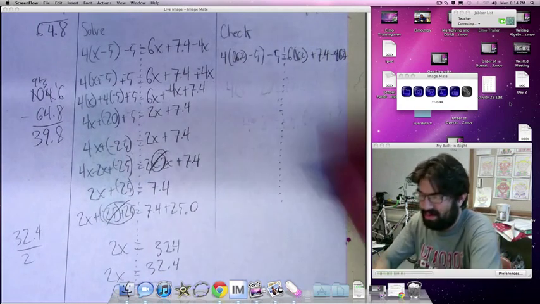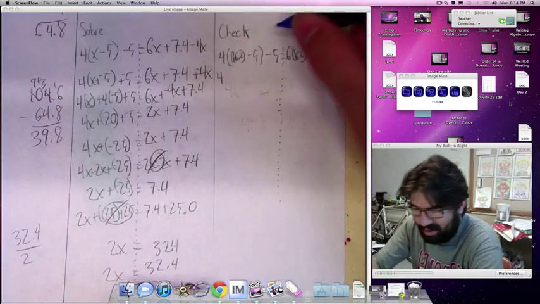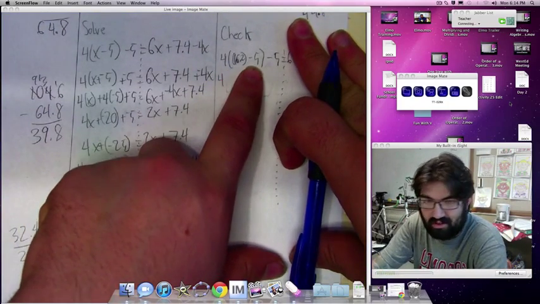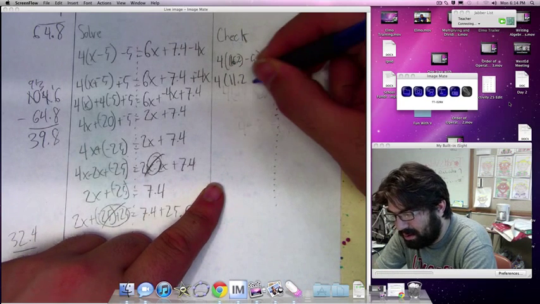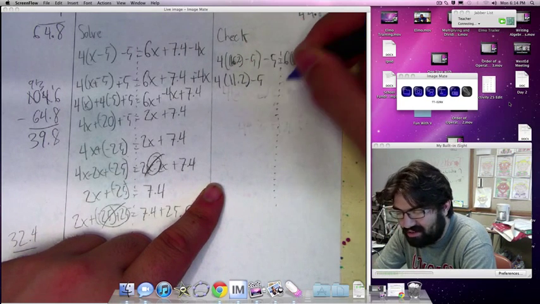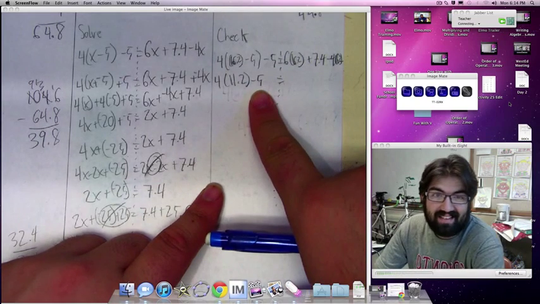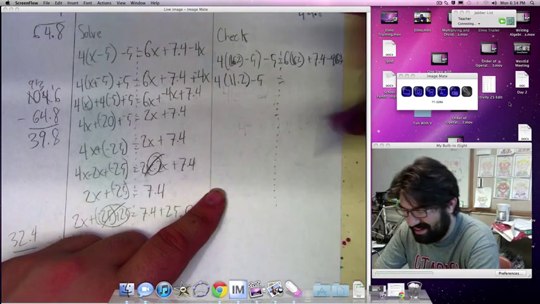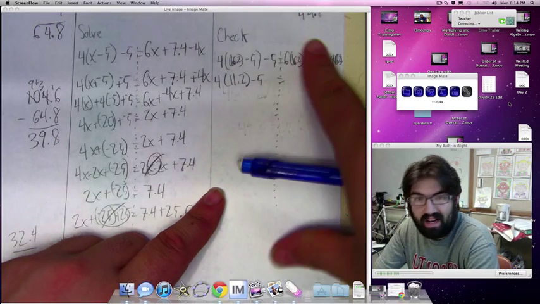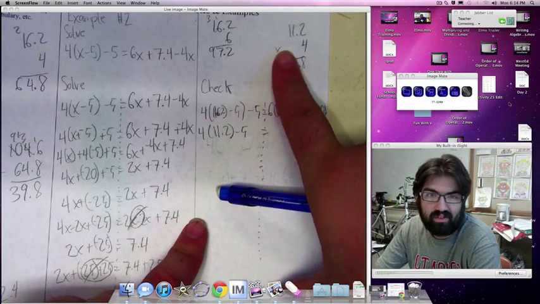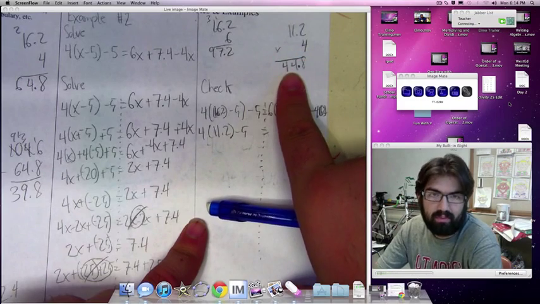Okay, here we go. Order of operations. I'm just going to go for it. 16.2 minus 5 is 11.2. And we still got that -5 on the outside. Don't lose that, because that's what messed me up. 4 times 11.2, I worked it out right here. 11.2 times 4 is 44.8.